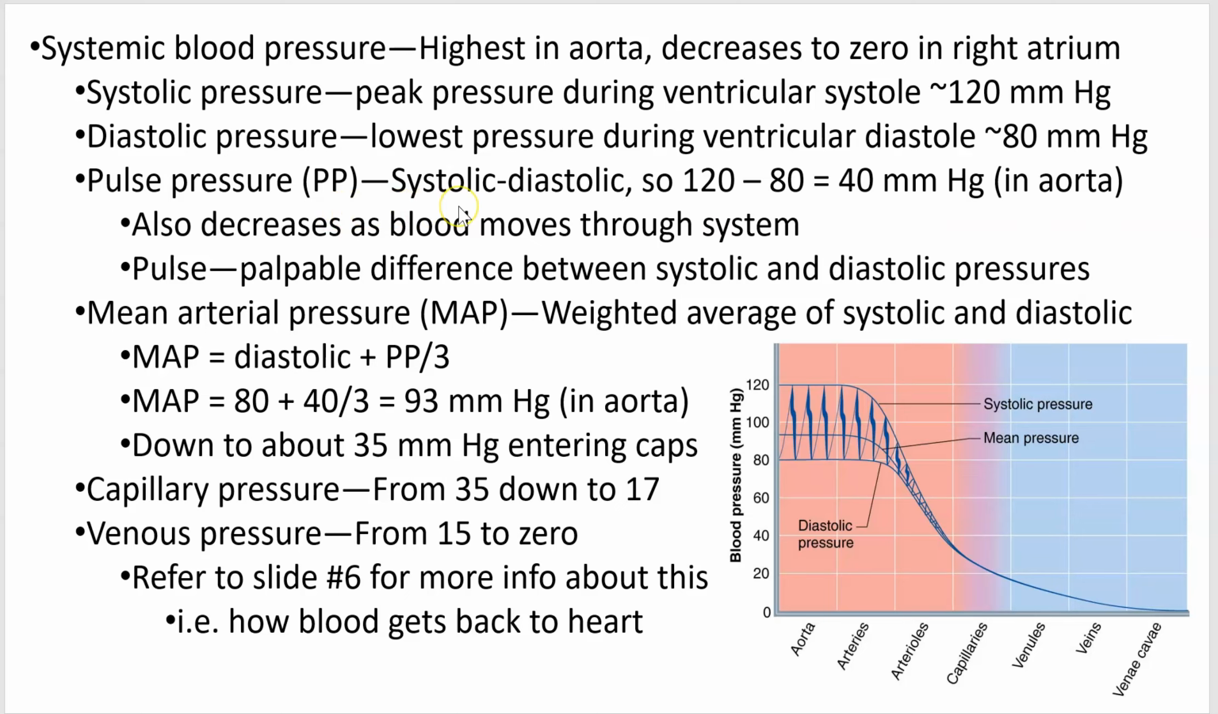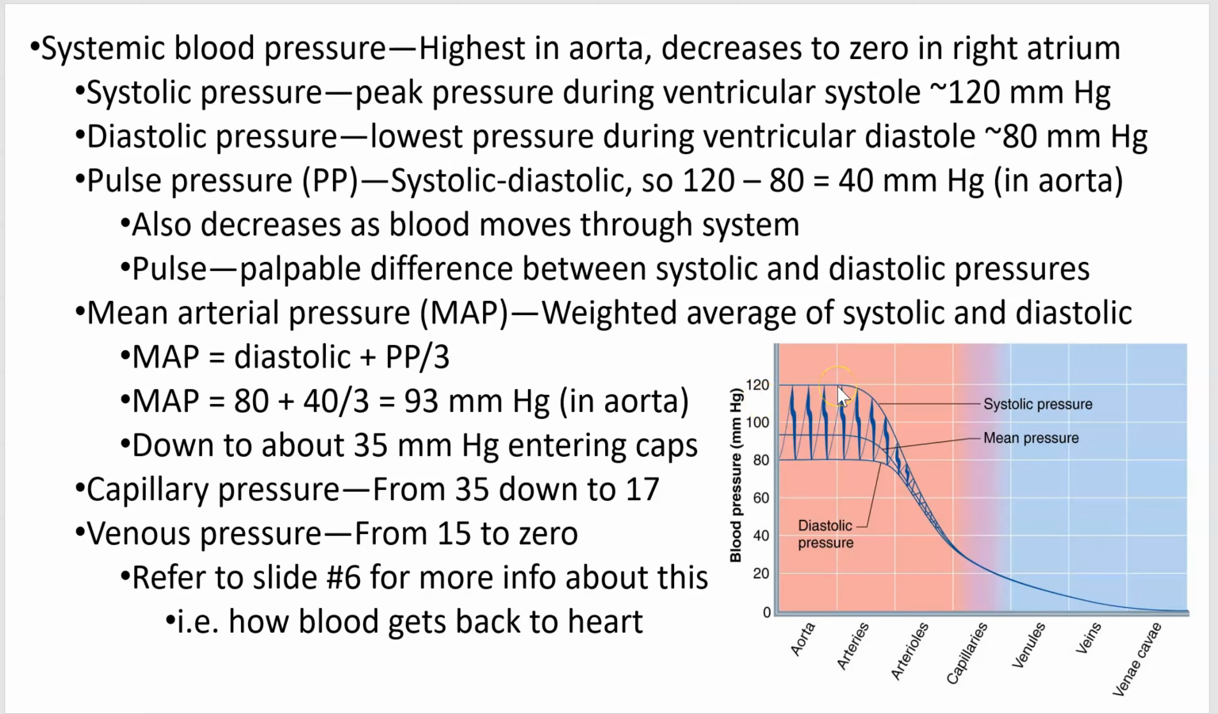Pulse pressure is the strength of your pulse. So how different your systolic is from your diastolic. And it starts out really strong, right? Like if you're 120/80, 120 minus 80 is 40. So you have a pulse pressure of 40 millimeters of mercury. It's the difference between the two.